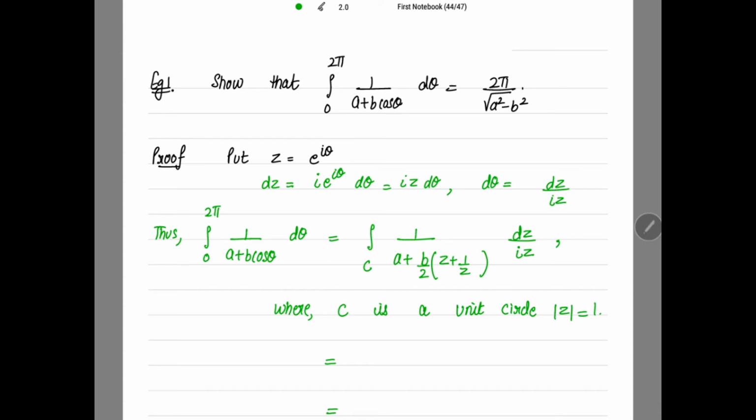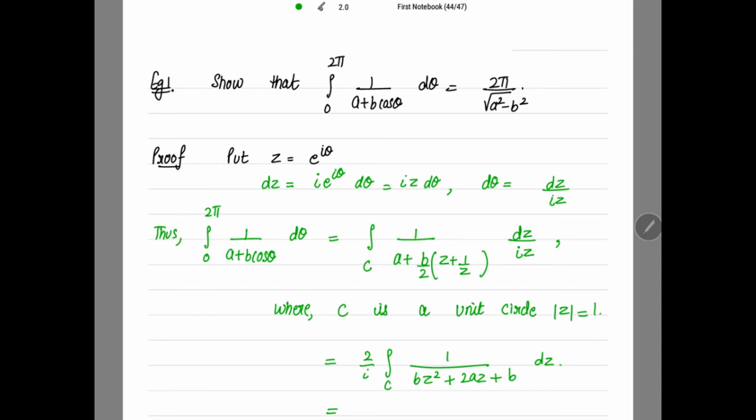Do you remember? Check your remarks. Then instead of d theta, it is dz over iota z. Now here C is your circle, unit circle, mod z equal to 1. If you simplify this, you will get 2 over iota integral over C 1 over bz square plus 2az plus b dz.